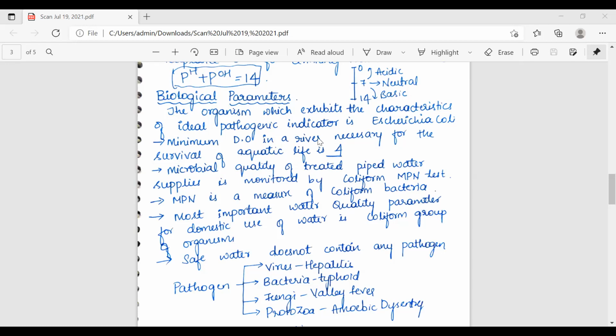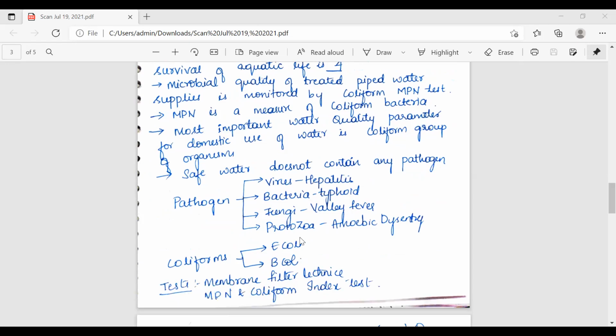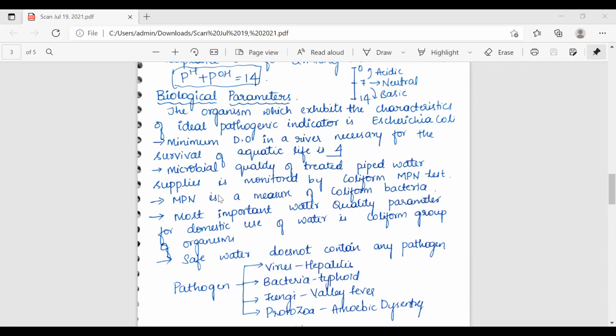Pathogens are like virus, bacteria, fungi, protozoa, which cause diseases. Virus: hepatitis B; bacteria: typhoid; fungi: valley fever; protozoa: amoebic dysentery; coliforms: E. coli, B. coli. The tests done to detect coliform bacteria are the membrane filter technique, MPN, and the coliform index test.